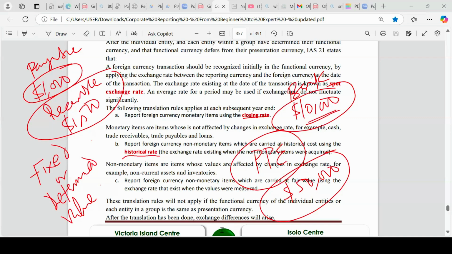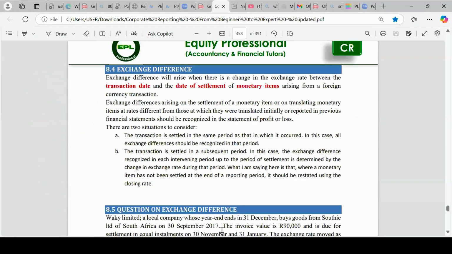So is this clear? This monetary and non-monetary aspect, is it clear? Yes, sir. Okay, all right. Let's move on. So I'm just going to skip all of these stories as well.